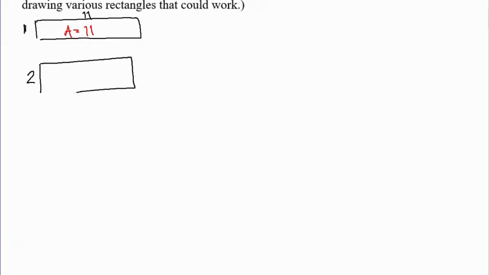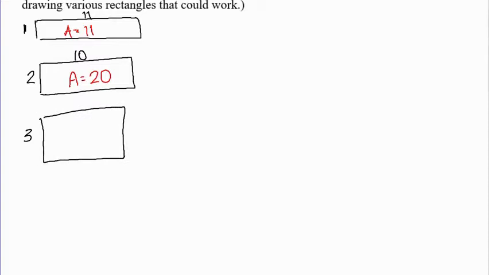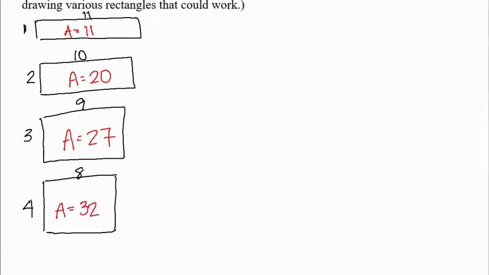First, we could have a pen where one of the dimensions is 1 and the other dimension is 11. In this case, the area would be 11 square feet. We could have dimensions of 2 and 10. That would give us an area of 20. We could have dimensions of 3 and 9, giving us an area of 27. We could have dimensions of 4 and 8, giving us an area of 32 square feet.